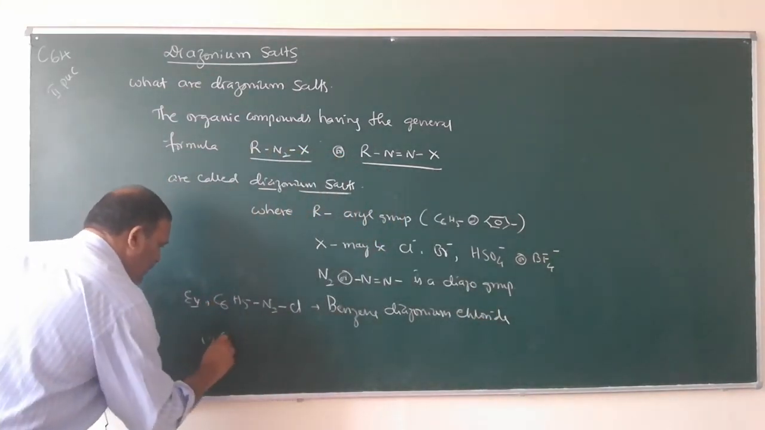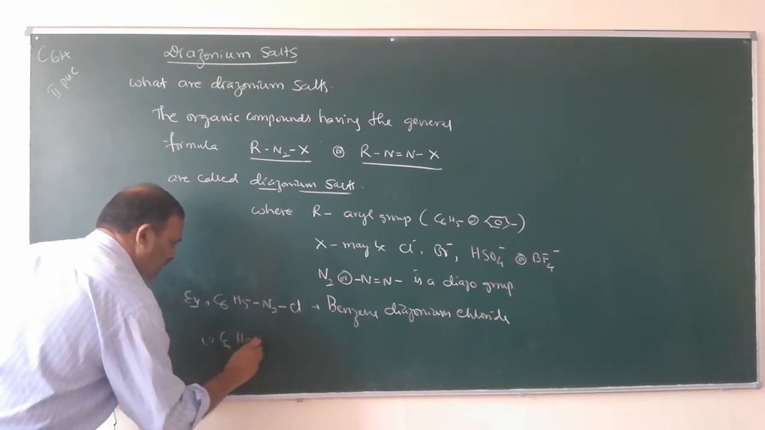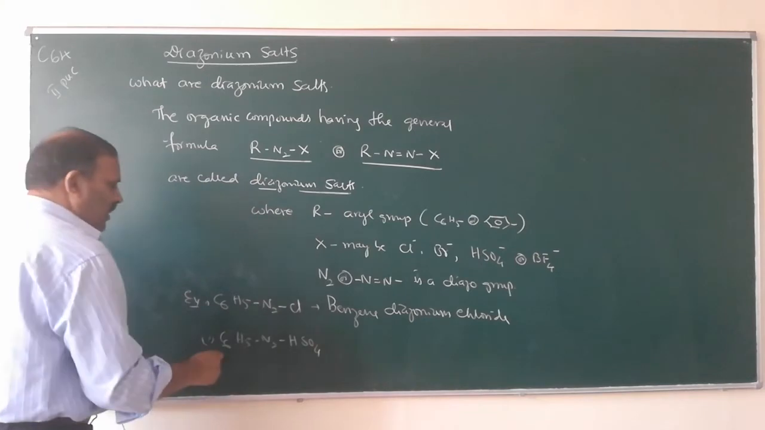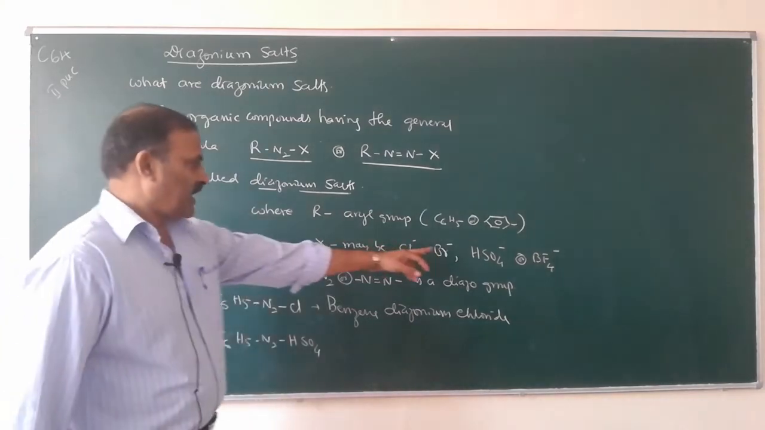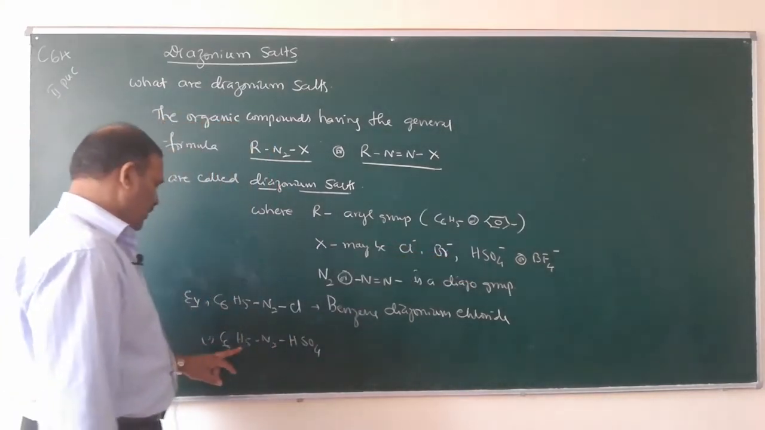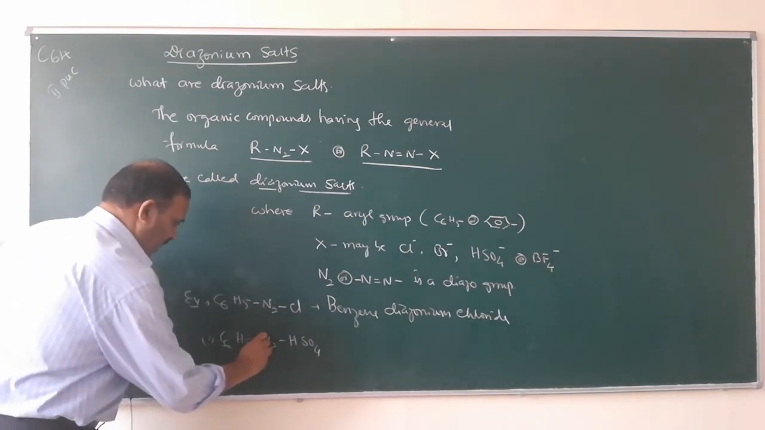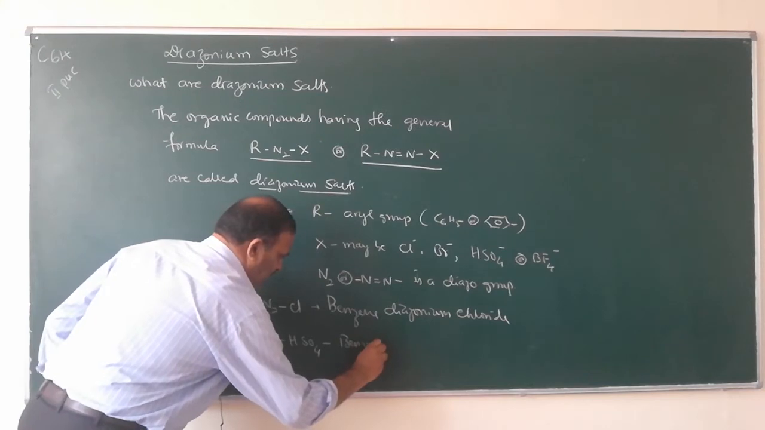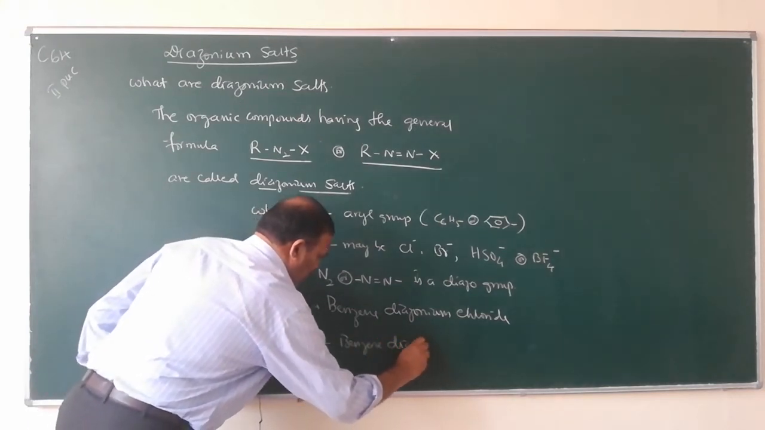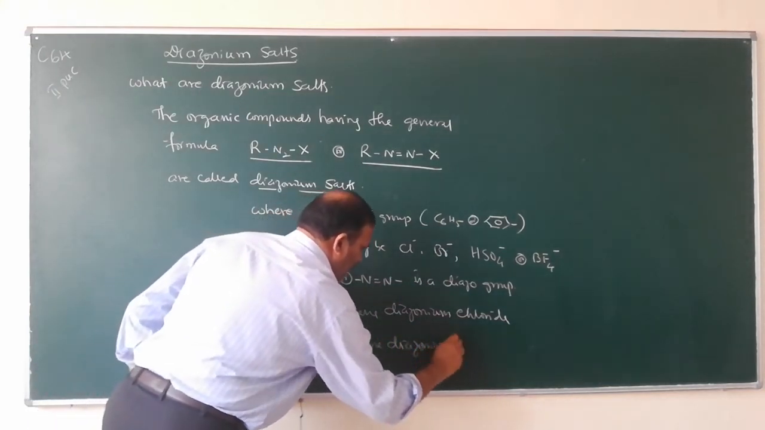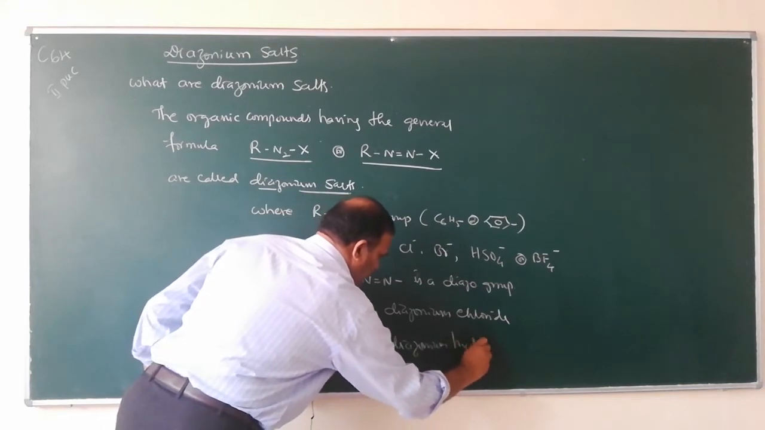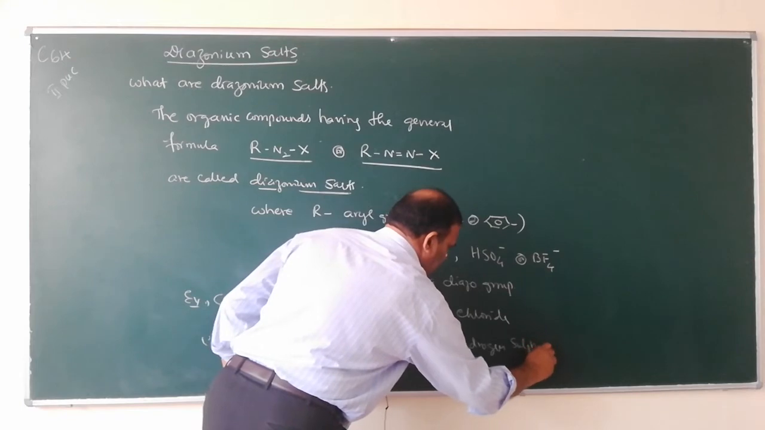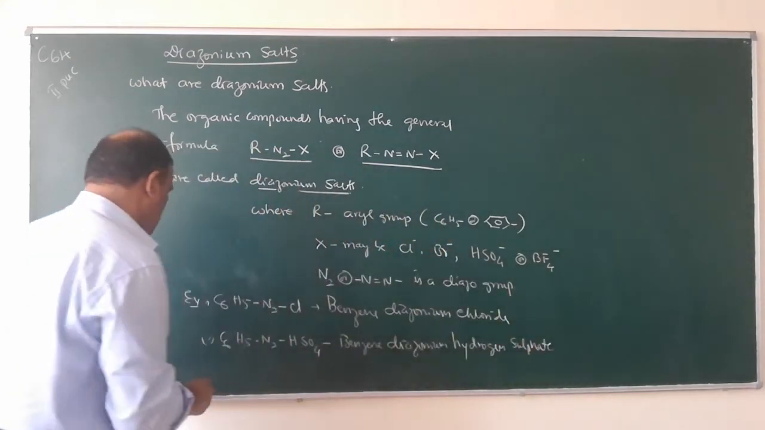And number 2, C6H5N2HSO4. When X is HSO4 minus, this is called benzene diazonium hydrogen sulfate. This is another example.